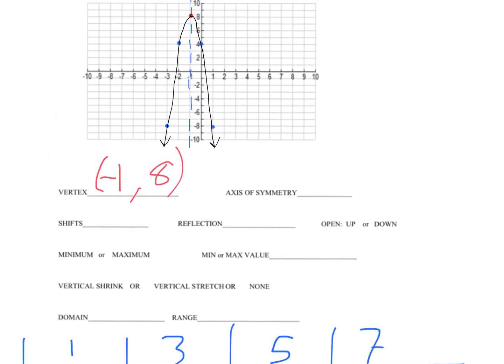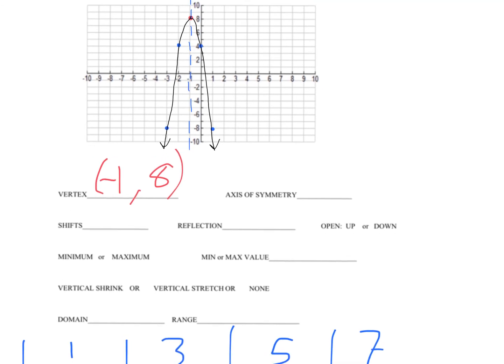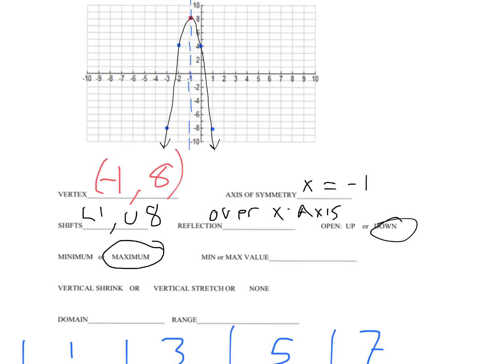Okay, axis of symmetry. Whoops, I always forget to turn the pen on. X equals negative 1. Okay, shift: we went left 1, up 8. Reflection, since this goes down, is over the x-axis. And it opens down. Minimum or maximum? Again, our vertex is the highest point in the graph, so maximum. The maximum value, y equals 8.